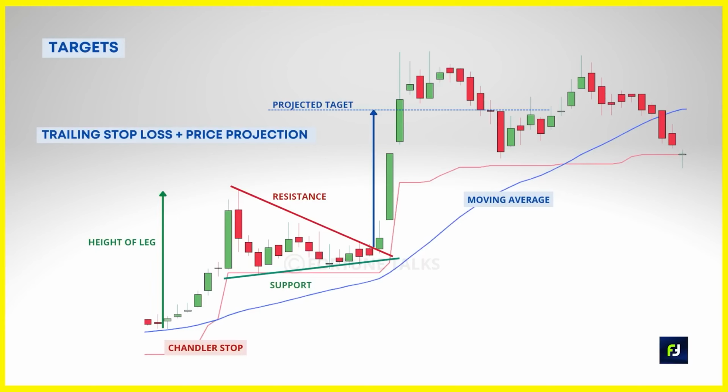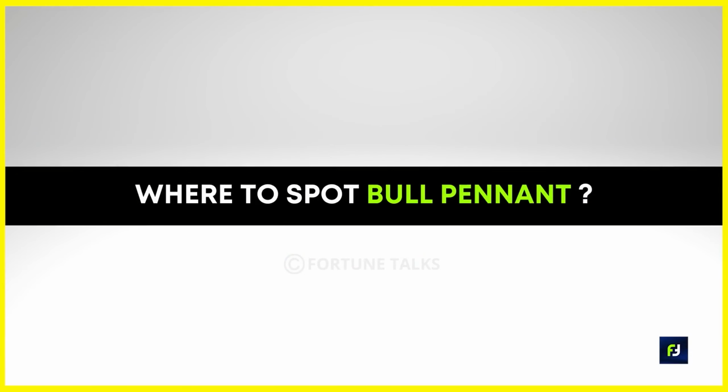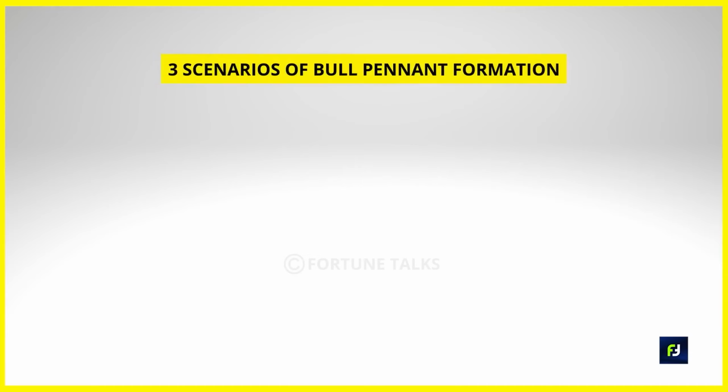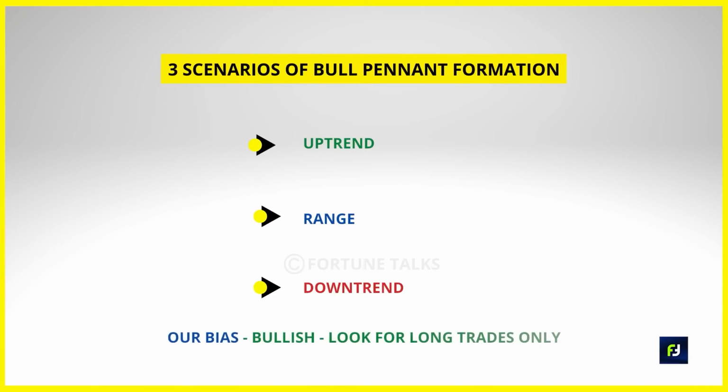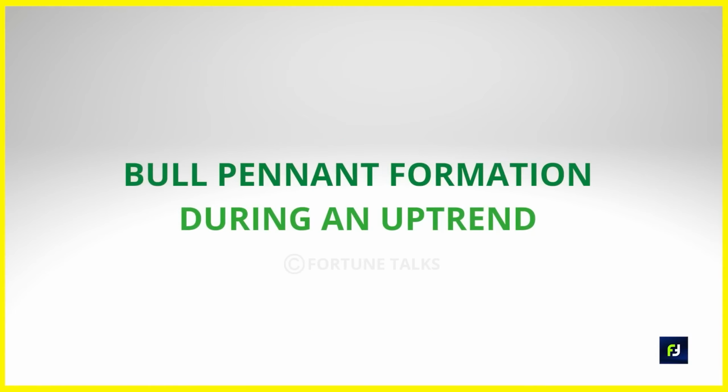Now that you have learned what a pennant is and how to trade one, it is essential to make a note of where to find one. So what are the different types of market condition where you can find a bull pennant pattern? Now bull pennants can be found almost anywhere, be it in uptrend, range or downtrend. The only thing to remember is that whenever it forms in the market, the bull pennant is a bullish continuation pattern, and our bias should always be looking for long trades only. With that in mind, let's talk about each case separately.